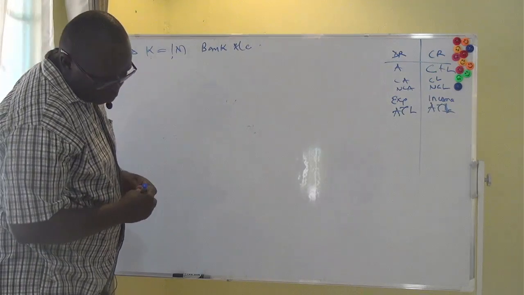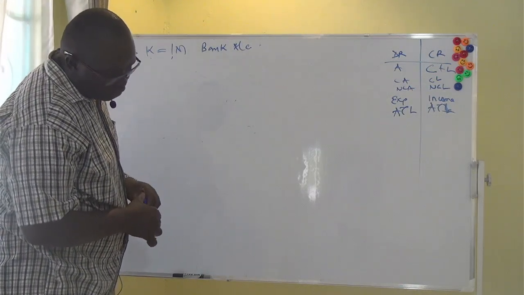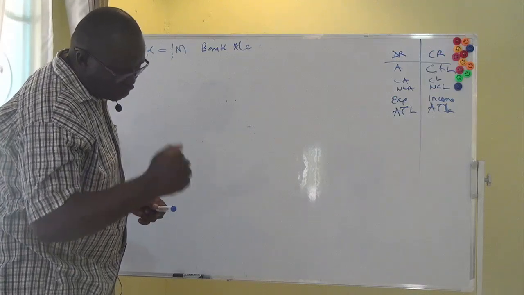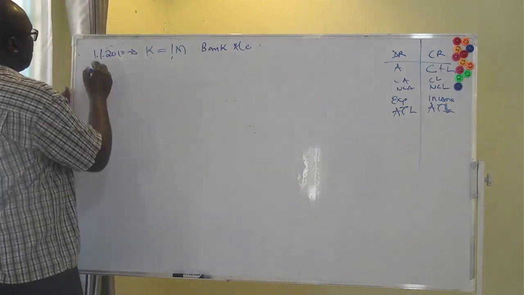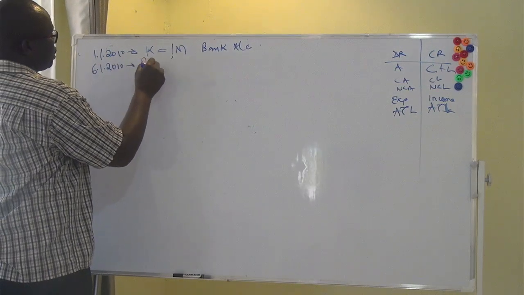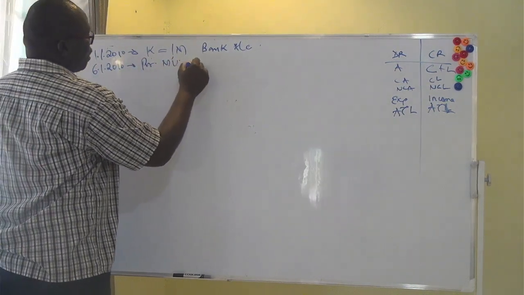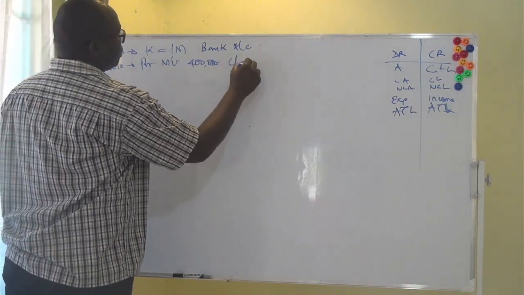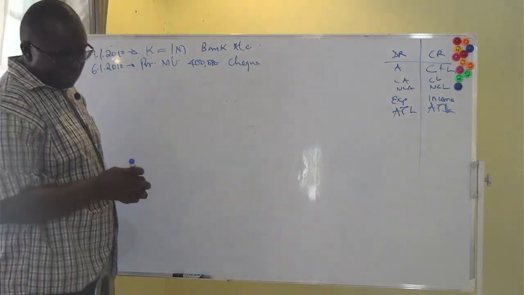Then again, we are told that on the 6th of January, he purchased a motor vehicle and paid by check 400,000 shillings. So on the 6th of January 2010, he purchased a motor vehicle worth 400,000 shillings and paid by check.